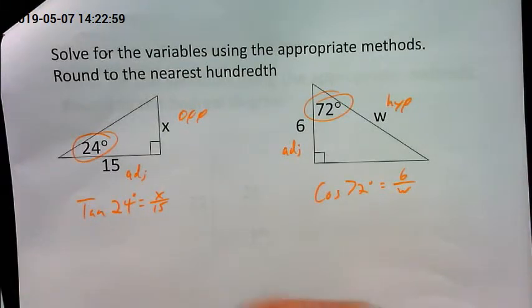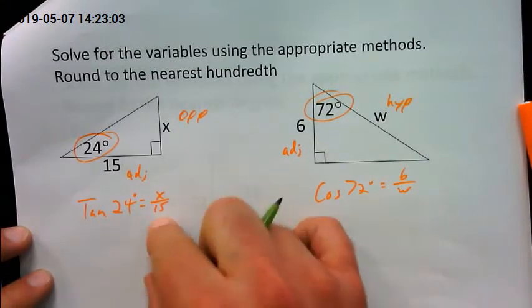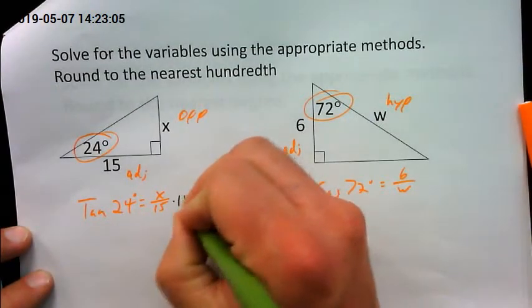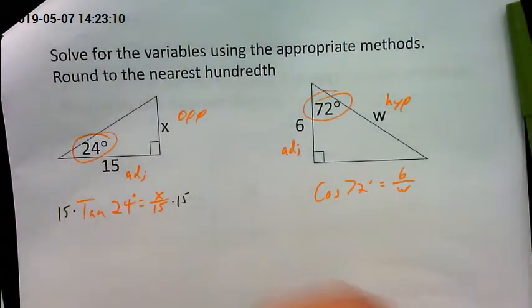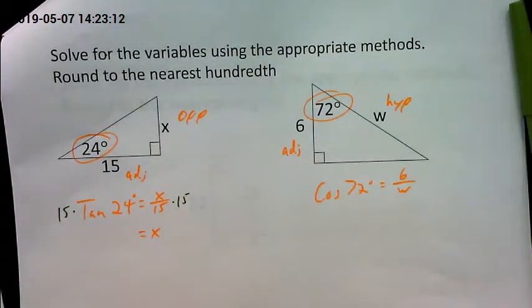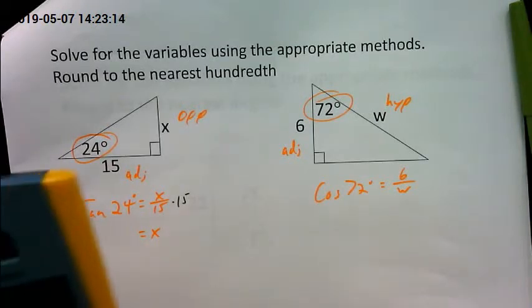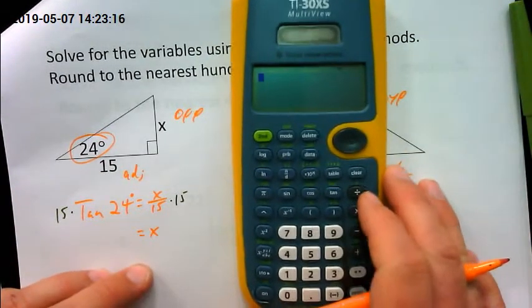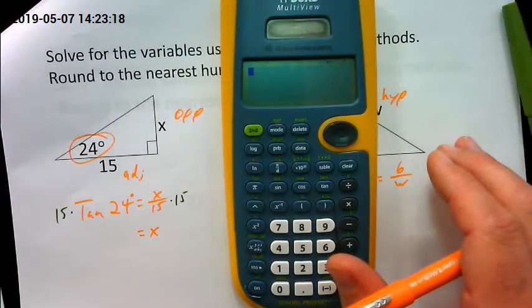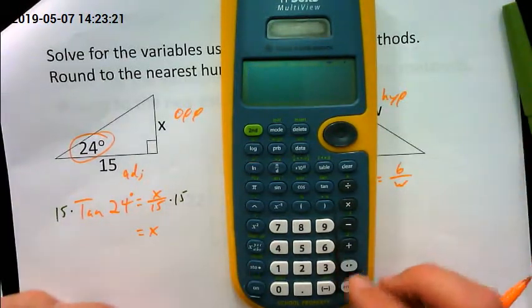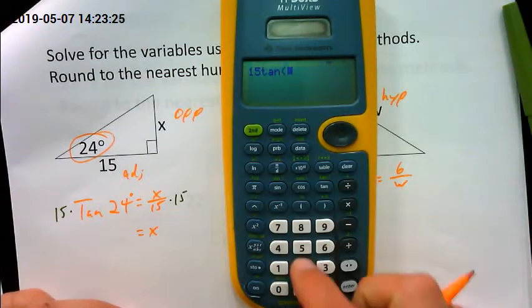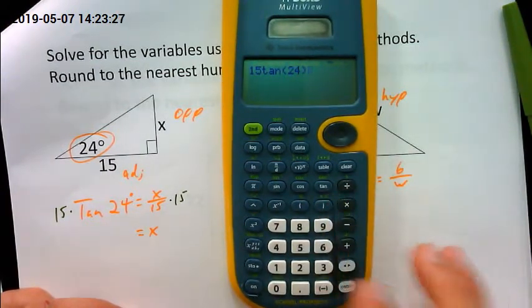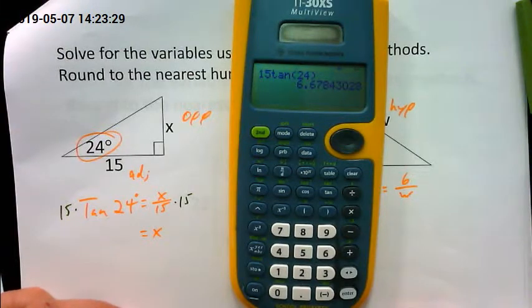Now, again, we have to solve both of these. The first one's easier because there's only one step to do. We got to get rid of the 15. So multiply 15 over to the other side. When you do that, you'll have x by itself. And you can plug that whole thing into the calculator. So, again, if you're using a calculator that's going to be on the computer, it's going to be similar to this. And that's why I like using this one for these problems. So 15 times tangent of 24, and you get your answer of 6.67.